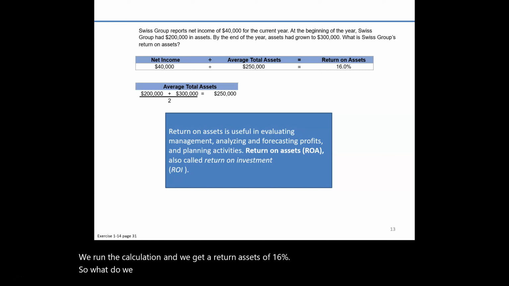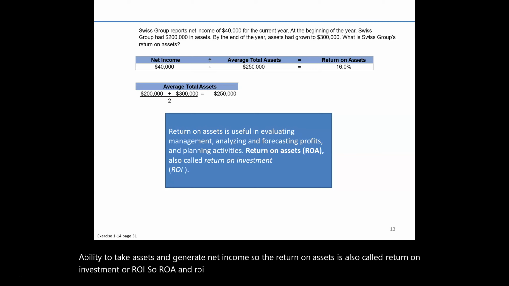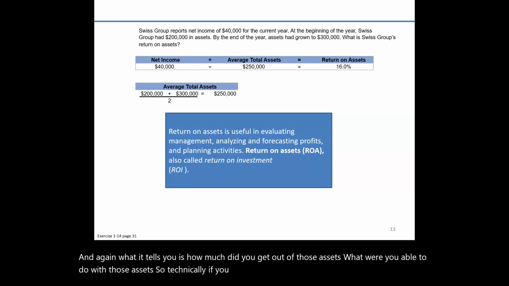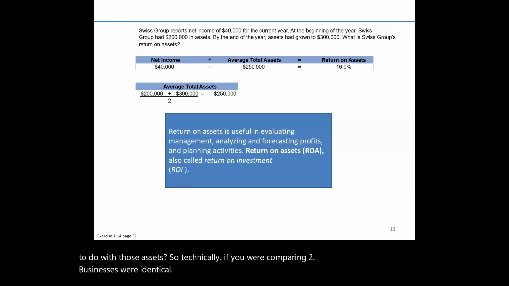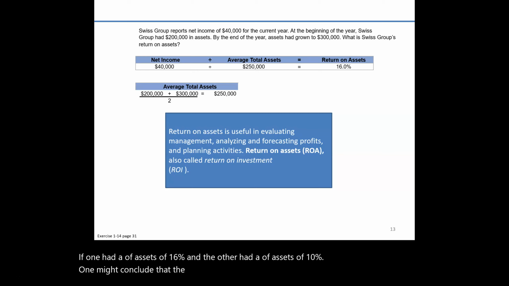So what do we use return on assets for? Well, it's a way for us to evaluate management's ability to take assets and generate net income. The return on assets is also called return on investment, or ROI. So ROE and ROI are sometimes used interchangeably. And again, what it tells you is how much did you get out of those assets? What were you able to do with those assets? So technically, if you were comparing two businesses that were identical, if one had a return on assets of 16% and the other had a return on assets of 10%, one might conclude that the firm that earned a return on assets of 16% was run better than the firm that only earned a 10% return on assets.